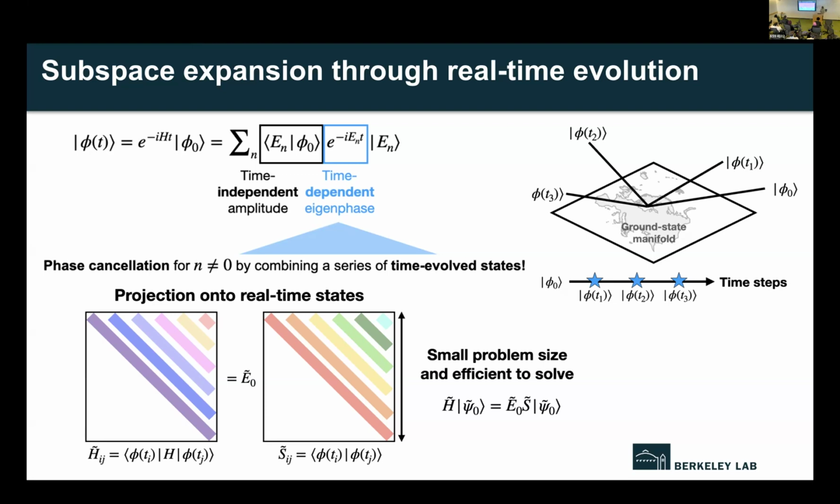We time evolve a many-body wave function. As we evolve the wave function, we know the individual eigenphases wrap around the unit circle at different rates. So our hope is to combine different time-evolved states in the subspace, so that the high-energy contribution will cancel out by a phase cancellation.